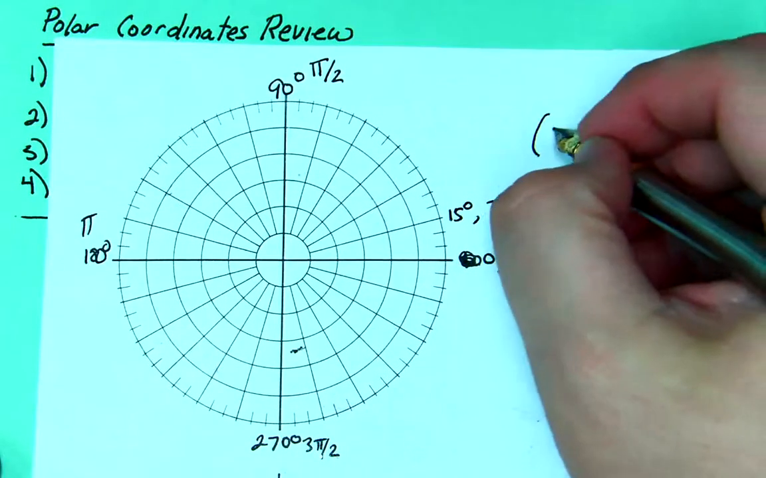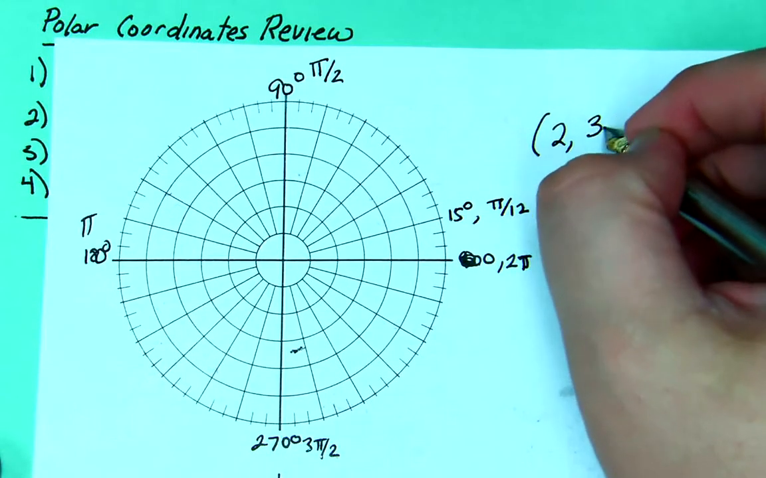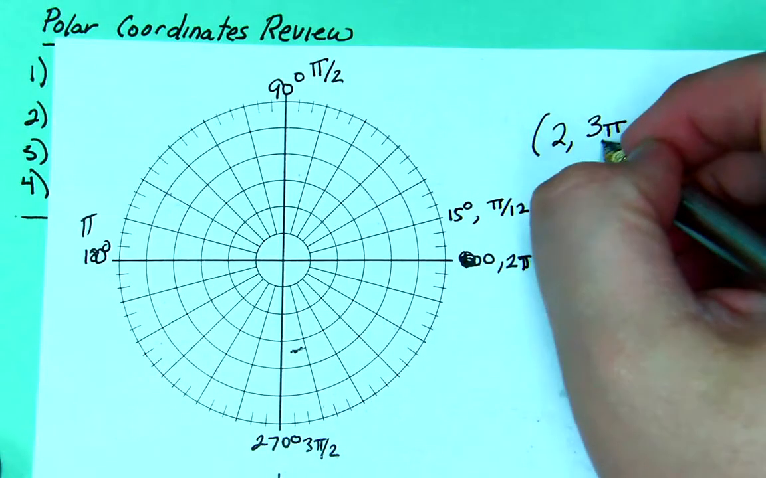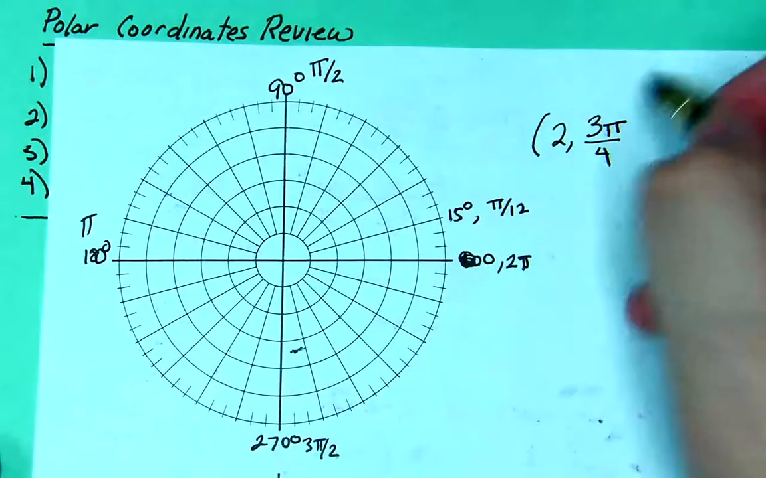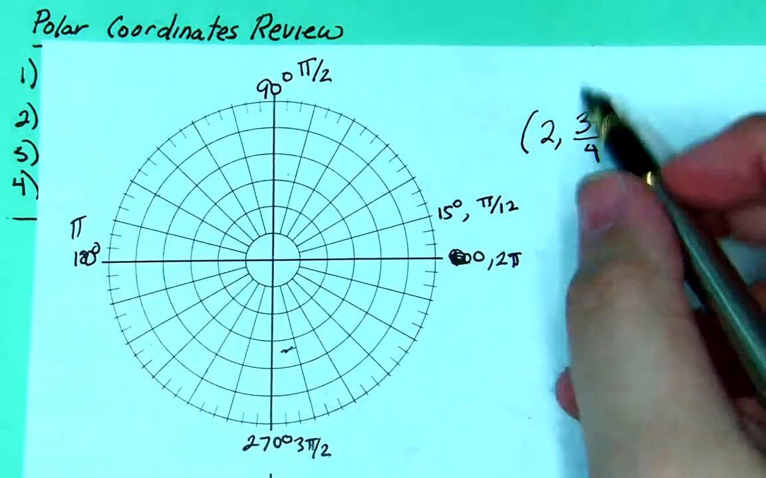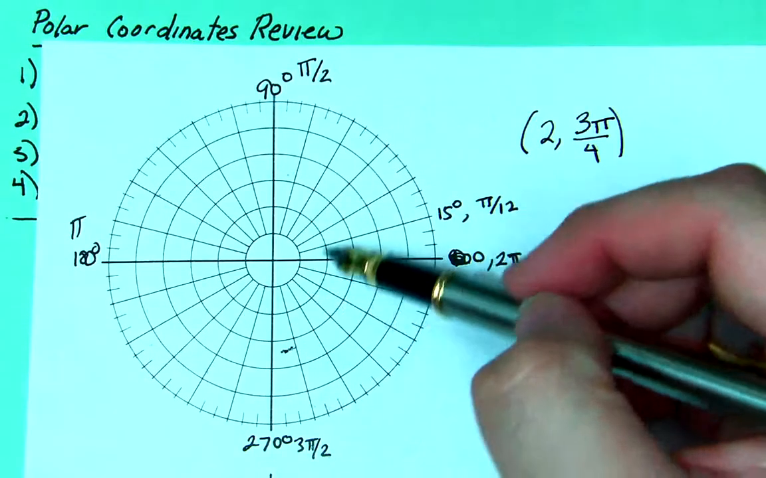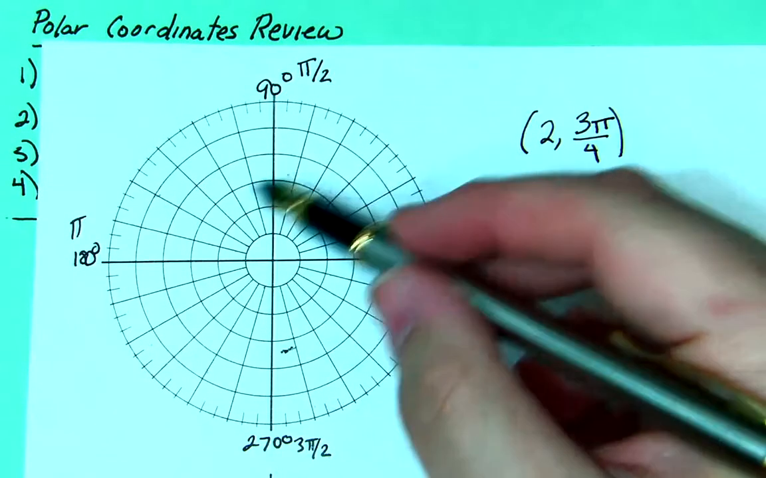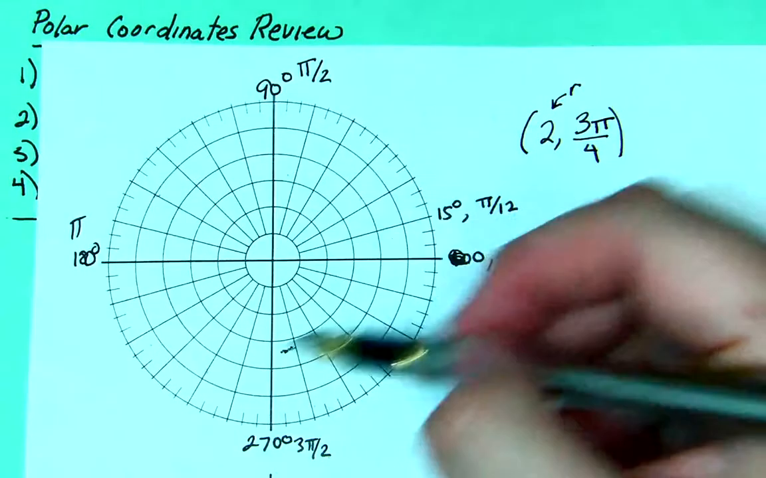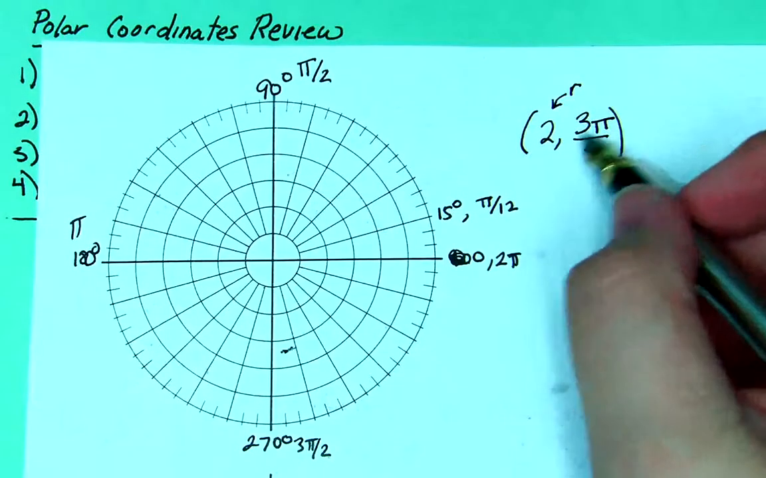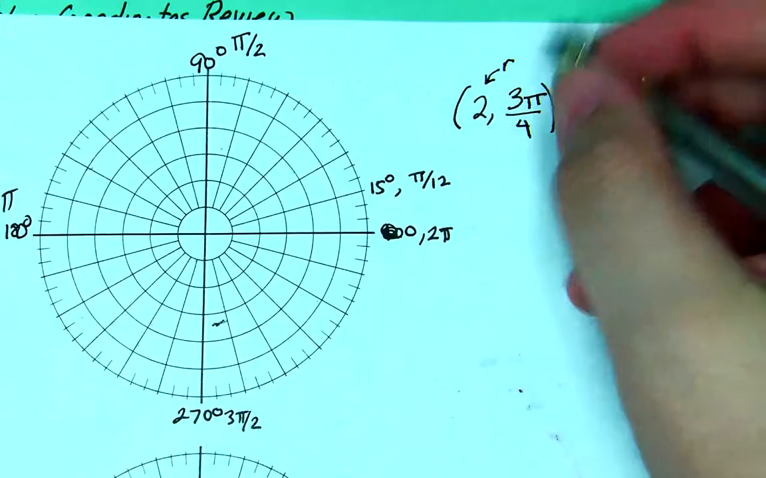So if you get like 2 comma 3 pi over 4, for example, what you can do is say, alright, 2 is going to be the second ring, because the r value here is always going to be what ring you're at. Now, if you're still uncomfortable with what these are, you can go to degrees.